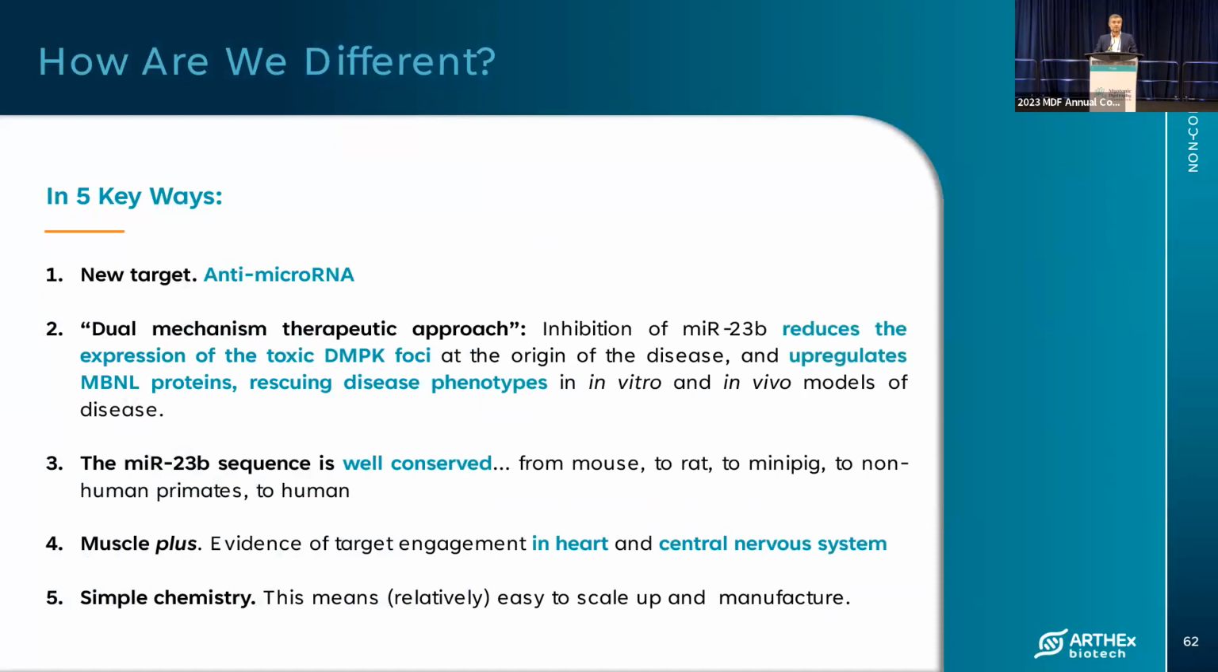If you want just five key take-home messages: we are addressing a new target, miR-23B. We have a dual effect. We are playing on both the MBNL protein and the toxic DMPK. miR-23B is well conserved from mice, rat, mini pig, non-human primate, and human. There are publications demonstrating that the modulation of miR-23B in animal models is safe. We have evidence of target engagement beyond the muscle: heart and CNS.